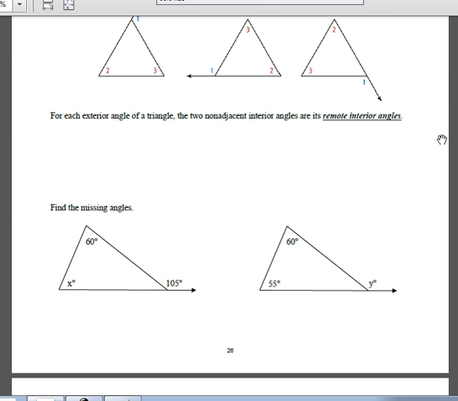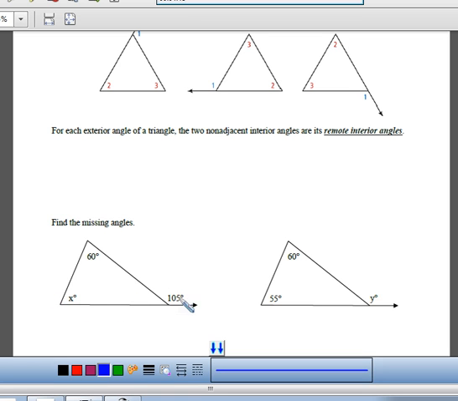Alright, so let's take a look at the bottom. Find the missing angles. Okay, well, the missing angle in this picture is X. Right away I notice I've got an exterior angle, but this exterior angle forms a straight line with the interior angle right here. So because it forms a straight line, these are supplementary. So I can do 180, so remember supplementary is equal to 180, minus 105, and that'll tell me this interior angle, and that's 75. So my interior angle here is 75.